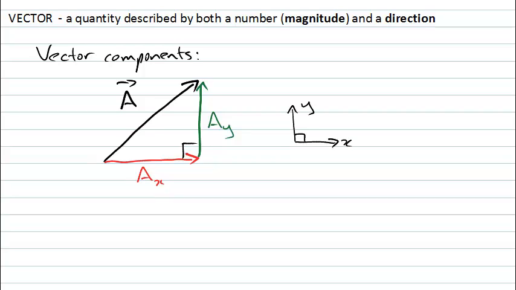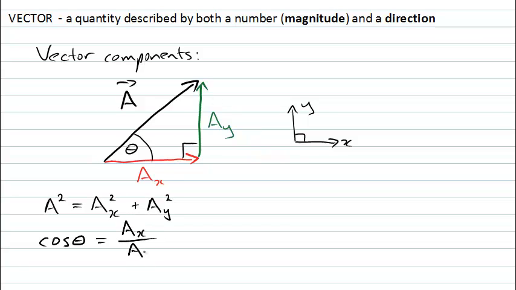One thing you can see straight away, if you remember your Pythagoras theorem, is you can now tell something about the magnitude of these vectors, how they relate to each other. For example, A squared, the square of the magnitude of the original vector, will be the sum of Ax squared plus Ay squared. Because it's a right angle triangle, Pythagoras theorem relates each of those magnitudes, A, Ax, and Ay. I can also use some other geometry here. For example, if I know the angle that vector A makes with the x-axis, I can see that cosine of that angle, cosine theta, will be equal to the adjacent side, Ax, divided by the hypotenuse, which is A.